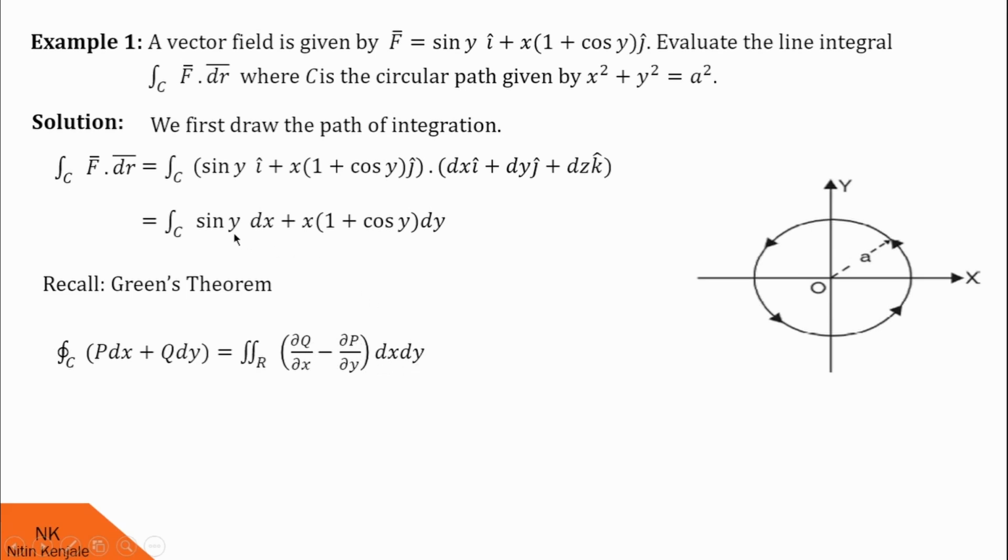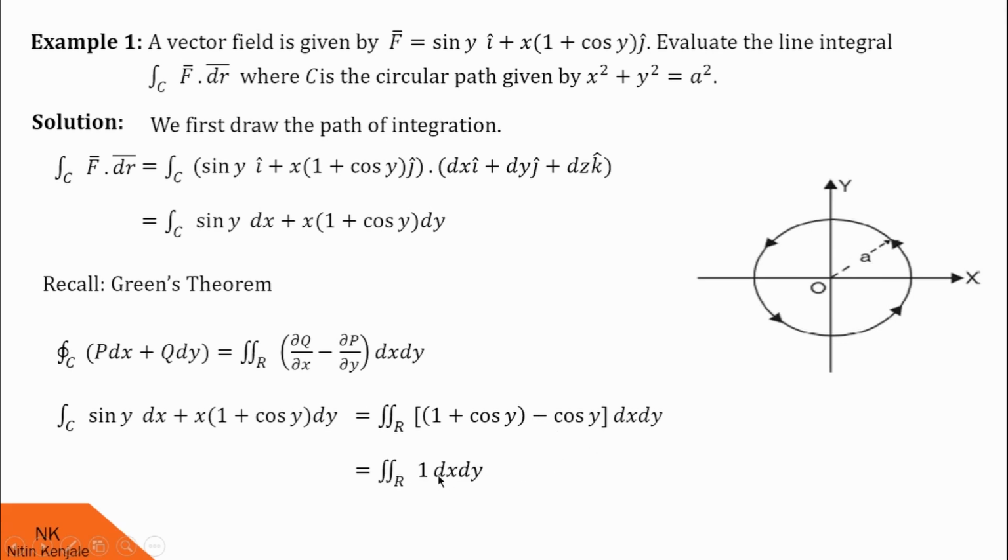In our case, P is sin y and Q is x into 1 plus cos y. Therefore, ∂P/∂y will be cos y and ∂Q/∂x is 1 plus cos y. Substituting these derivatives over here in RHS, we get this line integral is equal to double integration of 1 plus cos y minus cos y dx dy along region R, where this region is this circular region.